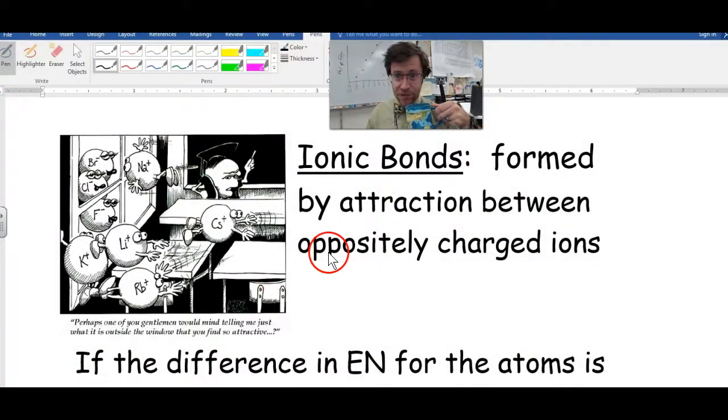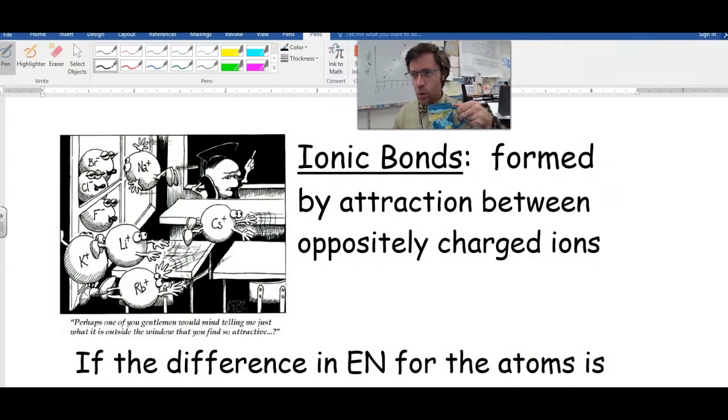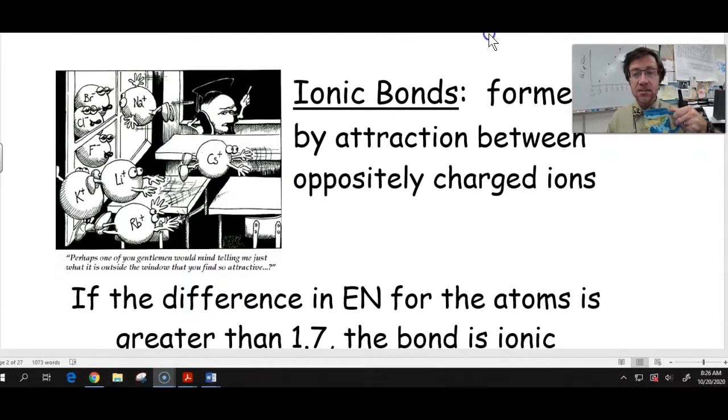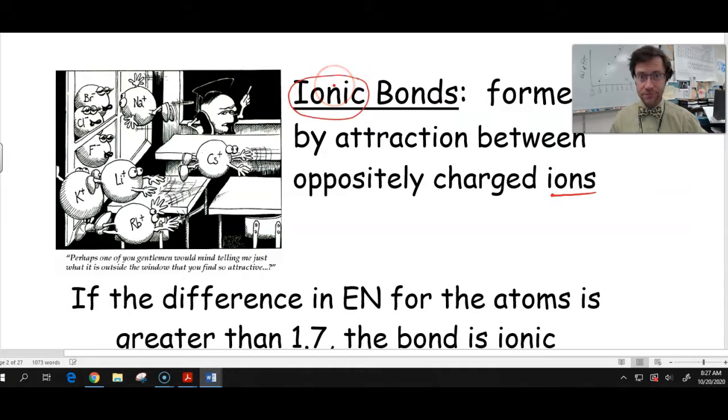All right. So the first thing we're looking at today are these guys called ionic bonds. Now, ionic bonds are formed by the attraction between oppositely charged ions. And I think, my friends, the clutch word here is: ions make ionic bonds. Right? It shouldn't be too much of a mental stretch. So I know you guys get this.